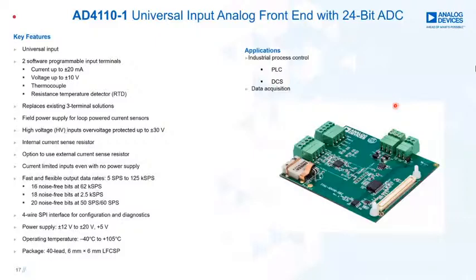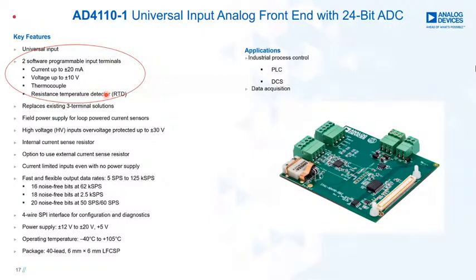Now let us look at some of the features of this particular part. This part can be configured for current inputs up to plus or minus 20 milliamps, voltages going all the way up to plus or minus 10 volt, and it can be configured for thermocouple. In case of an RTD, the part can be configured for 2-wire, 3-wire, and 4-wire RTD. So this implies it's a complete universal AFE for all types of industrial inputs.